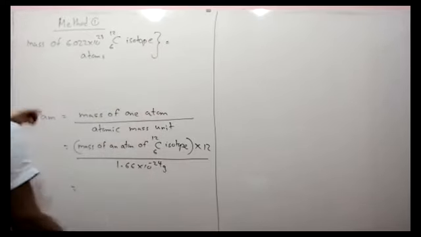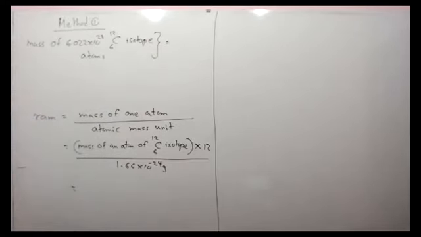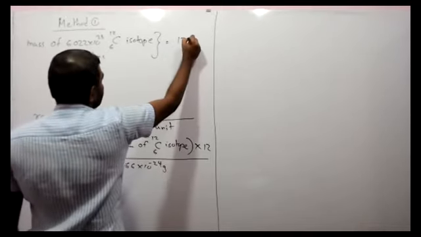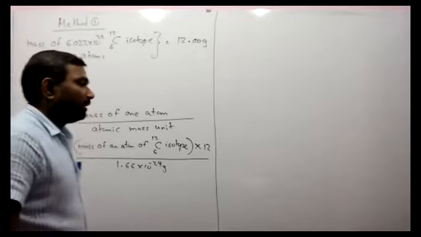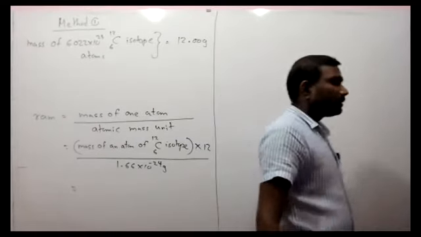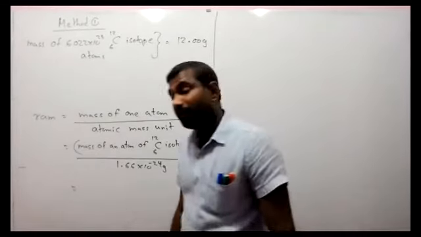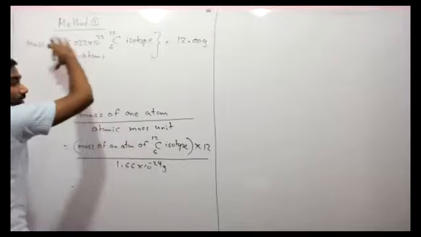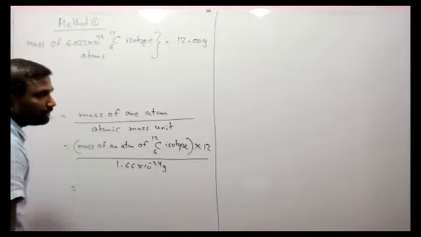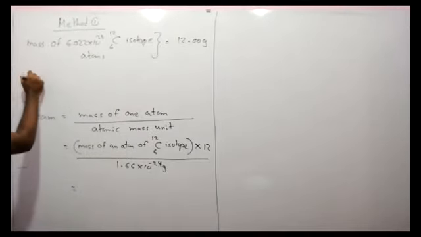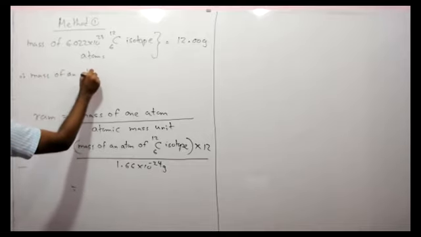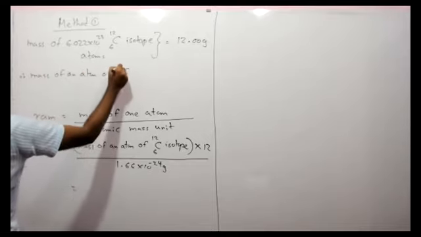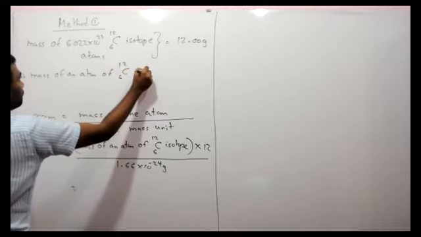Right, children? I have the mass of 6.022 × 10^23 carbon-12 isotope atoms. What is the mass? It will be 12.00 grams. It will be what, children? 12.00 grams. So therefore, I have written this statement when I am deriving the atomic mass unit, and therefore the mass of an atom of carbon-12 isotope.